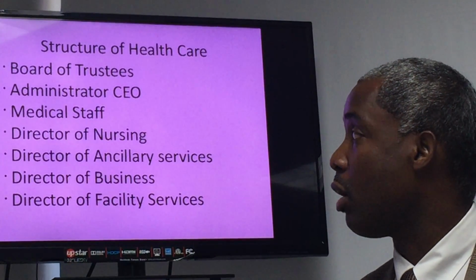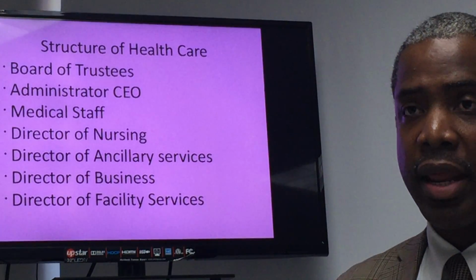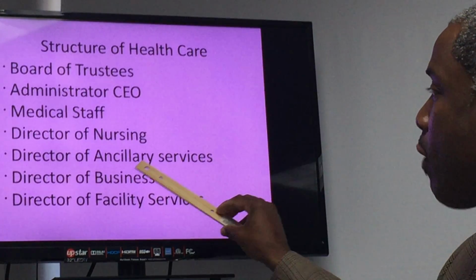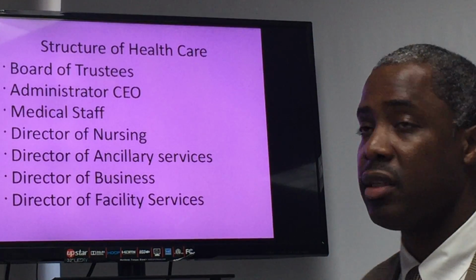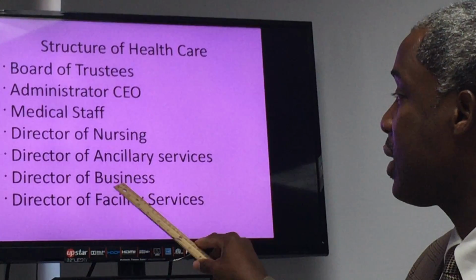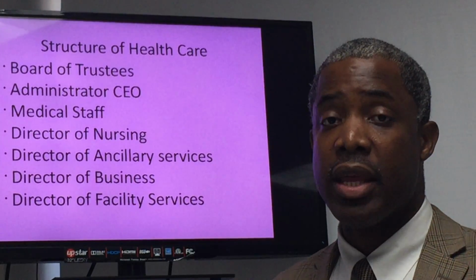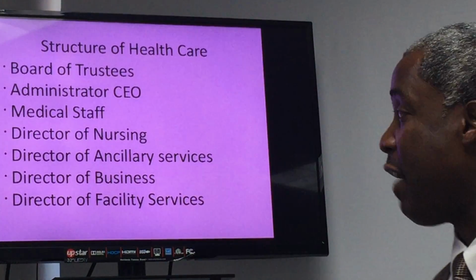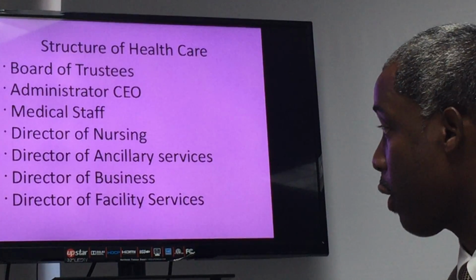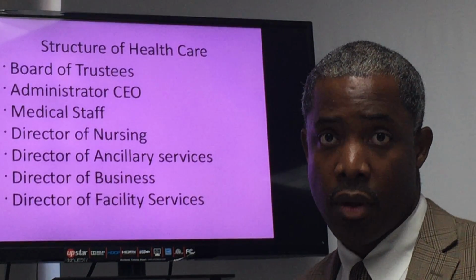You have the director of nursing. They handle the nursing department, everything that has to do with nursing assistants and nurses. Directors of ancillary services, such as housekeeping, maintenance, kitchen, and the director of business. This department is responsible for hiring, firing, processing employee paperwork, and other facility services.